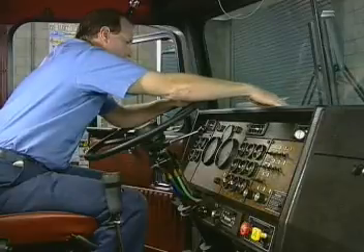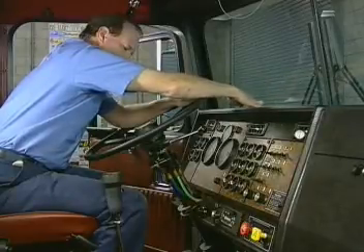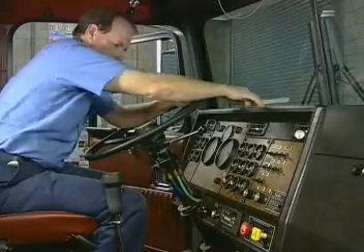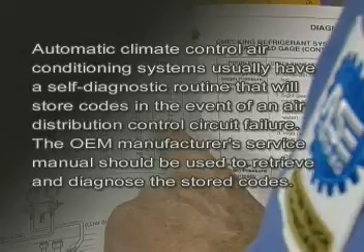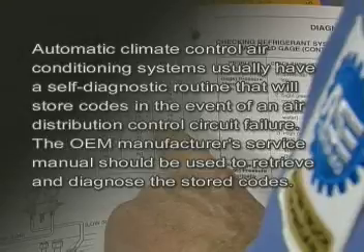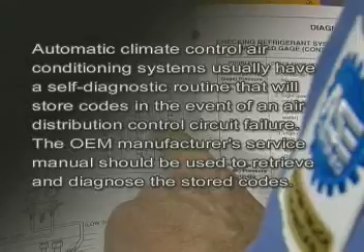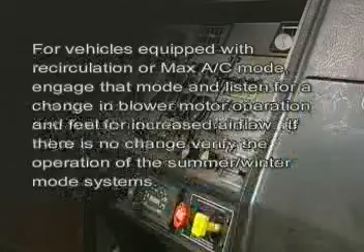Air that comes out of the defroster only has a problem with the electrical blend air door motor or linkage. Automatic climate control air conditioning systems usually have a self-diagnostic routine that will store codes in the event of an air distribution control circuit failure. The OEM manufacturer's service manual should be used to retrieve and diagnose the stored codes.